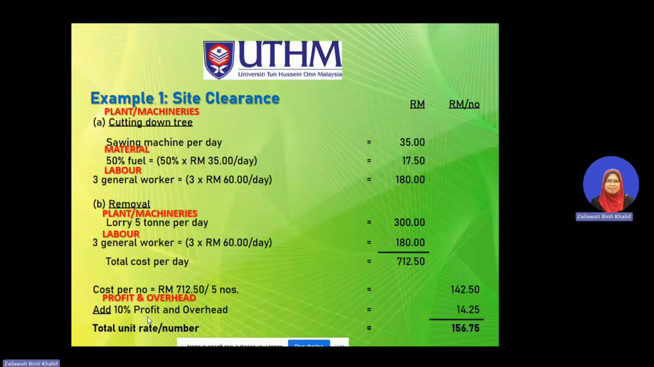Lastly, we need to add 10% profit and overhead. So it will be 14 ringgit 25 cent, and the total unit rate in number is 156 ringgit 75. You need to total up together. You can see why we need to understand that in our build-up rates, or in our cost estimate, they consist of material, labor, plant and machinery, and also profit and overhead.